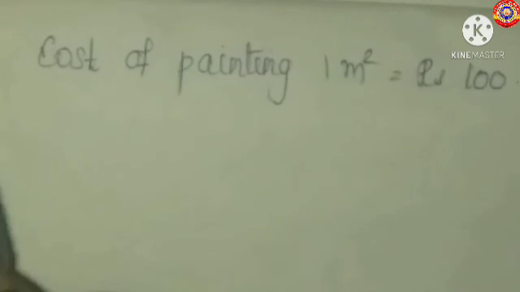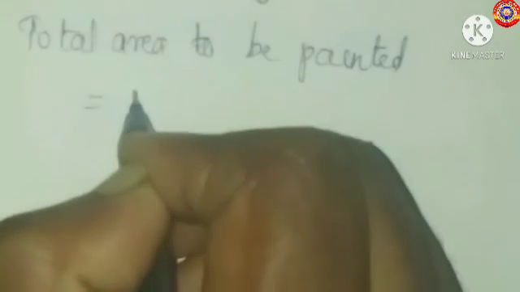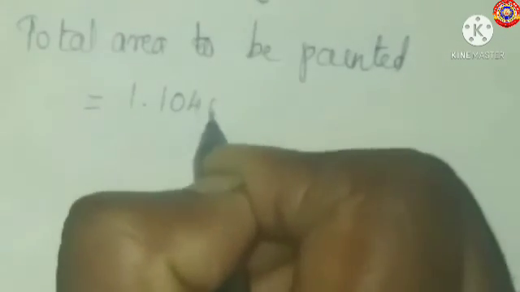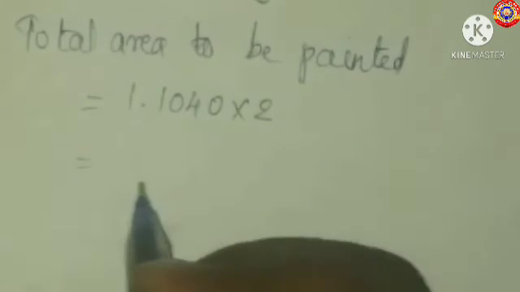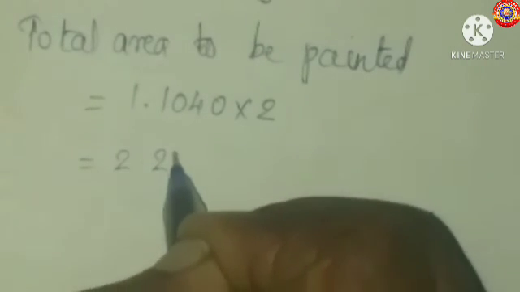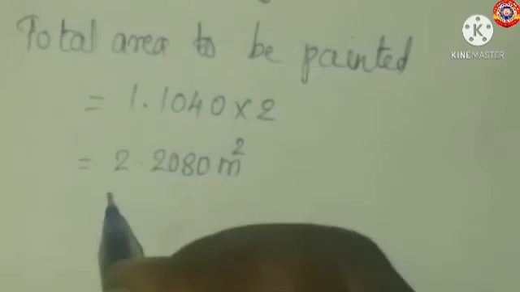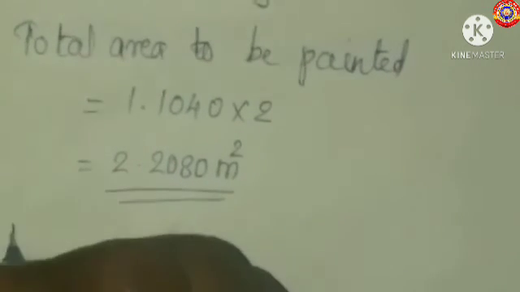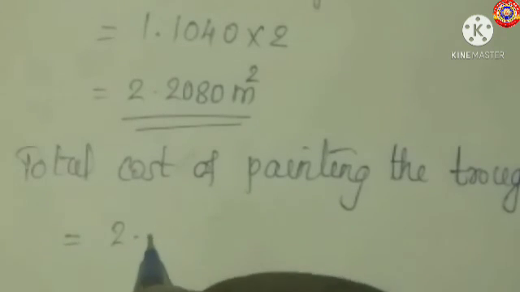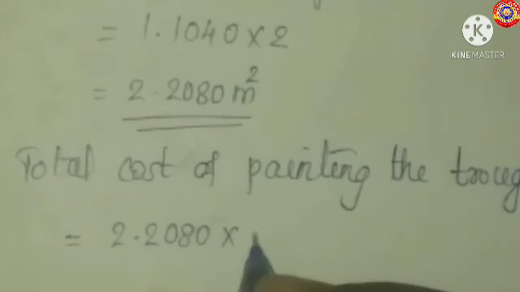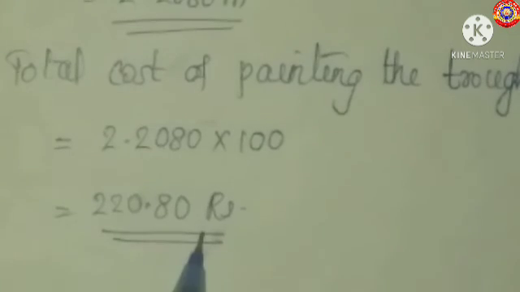It is given that cost of painting 1 meter square equal to rupees 100. We know that total area to be painted is equal to 1.1040 into 2, because the trough is to be painted inside and outside. That is 2.2080 meter square. So total cost of painting equals 2.2080 into 100, which is equal to 220.80 rupees. Have you understood this question?